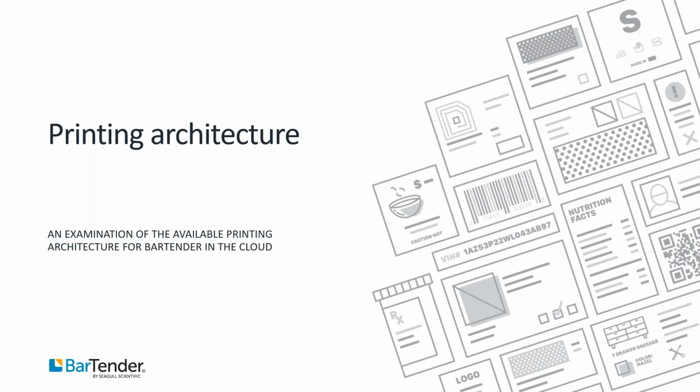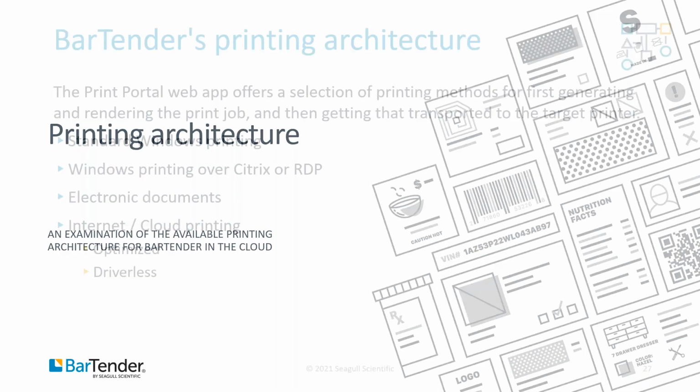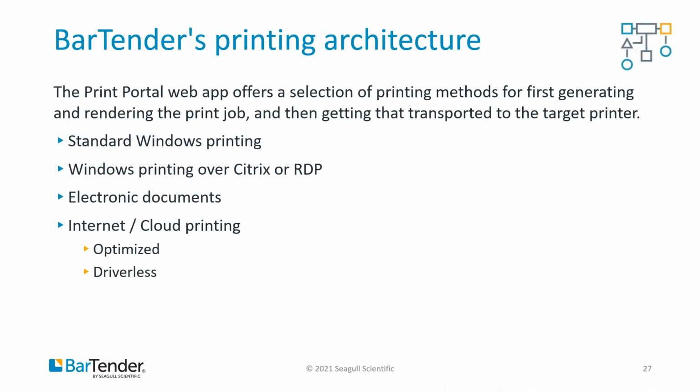Okay, so let's look at that printing architecture that we've spoken about. Well, of course, BarTender's printing architecture, when it comes to a cloud server running an instance of BarTender, we have standard Windows printing, which of course has its limitations in terms of getting the print job down to on-premise printers. It's not ideal by any means.